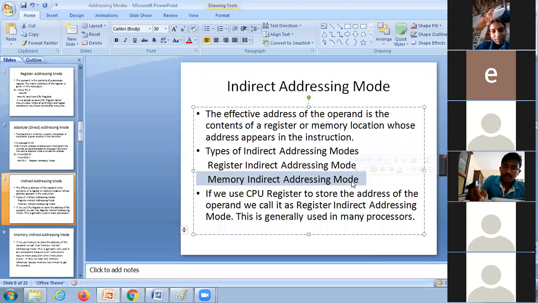In indirect addressing mode, there are two types. One is register indirect, another one is memory indirect.